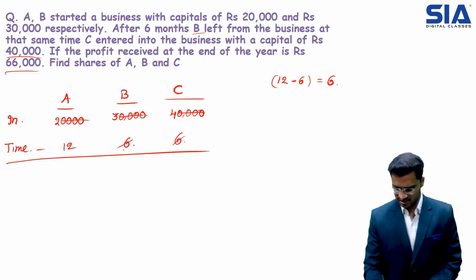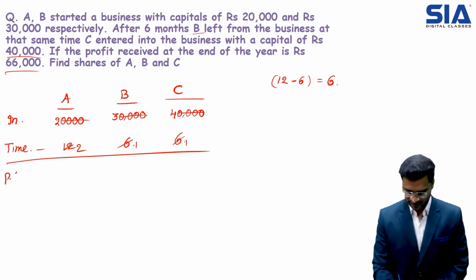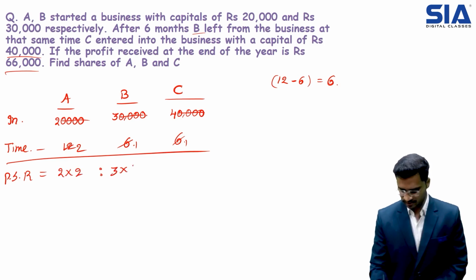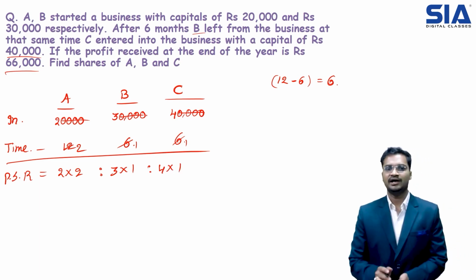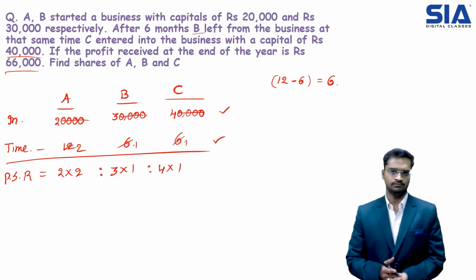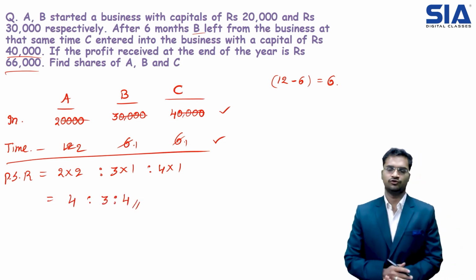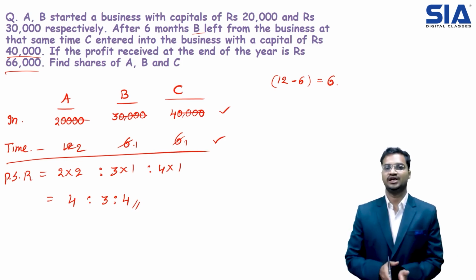So 6 ones are 6, 6 ones are 6, 6 twos are 12, so 2. So our profit sharing ratio is 2 multiplied by 2 : 3 multiplied by 1 : 4 multiplied by 1. What I have done here is simply cancel any common values in investment, and in the same way cancel any common values in time. So I am left with 4:3:4. So 4:3:4 is the profit sharing ratio of A, B and C.